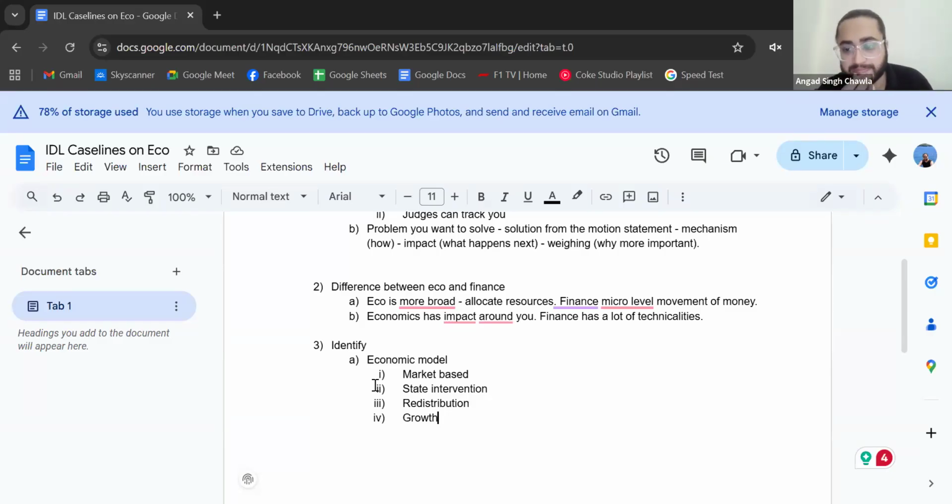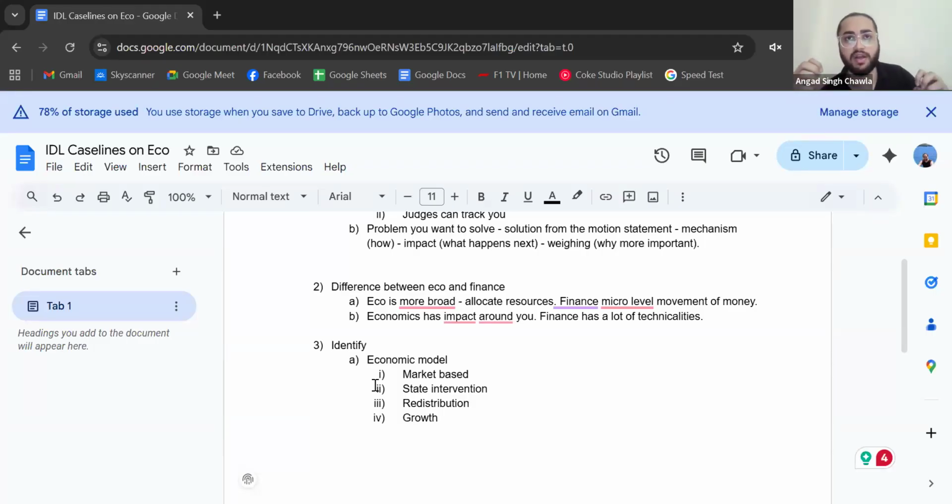Jihansh, yes, go ahead. Actually, I had a question for the first one. Would the first one also be state intervention because the government is giving money? Yes, it will also be state intervention. You're correct. So these are categories that are not directly defined, right?